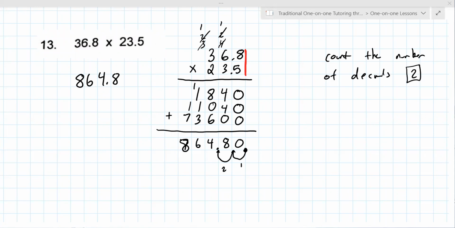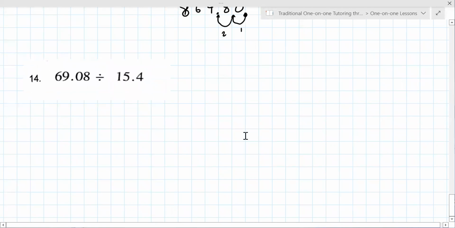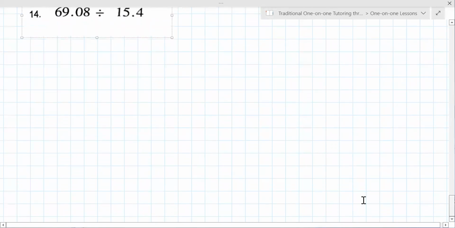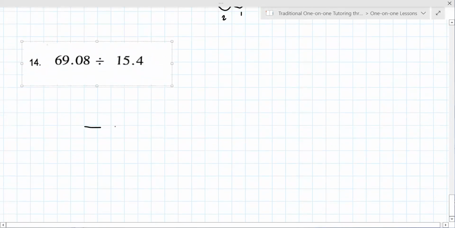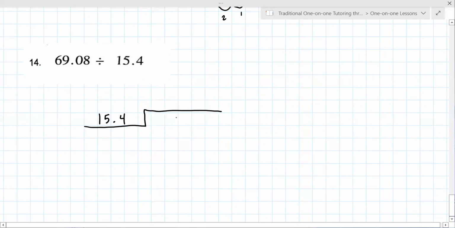All right. Okay, let's look at number 14 next. With division, you have to figure out which number goes outside the house, which number goes inside the house. Do you remember which number goes inside versus outside? It would be the 15 would go outside and the 69 would go inside.